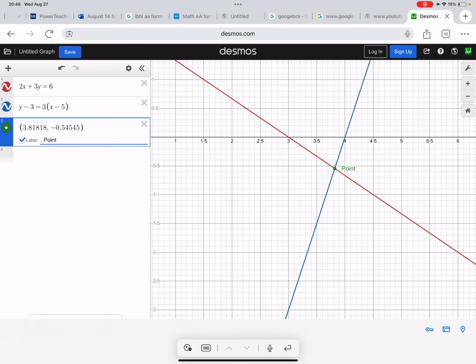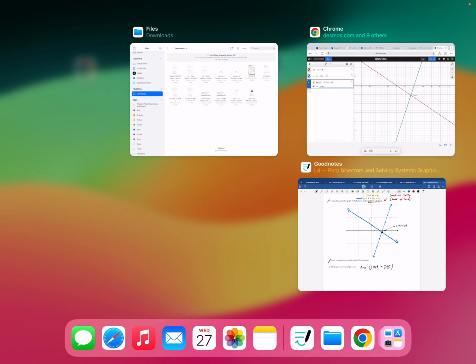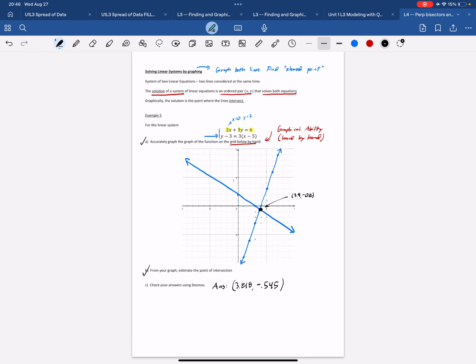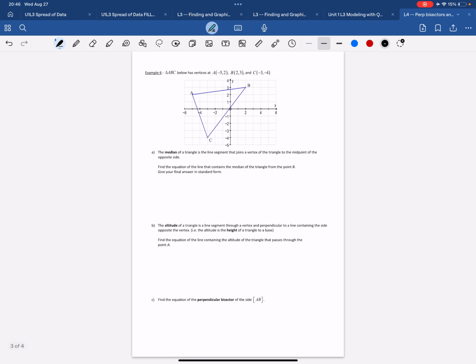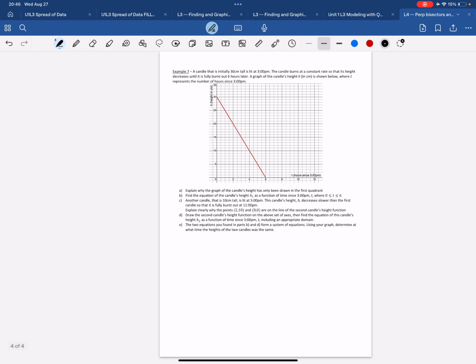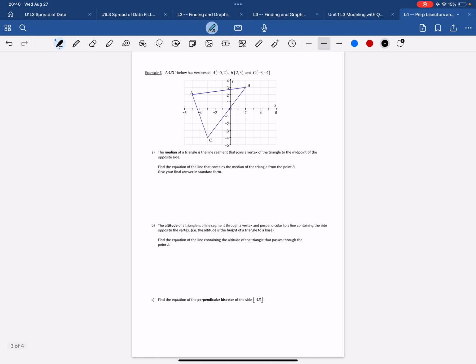So it's pretty cool. Okay, so I'm going to stop that video, let it get uploading, charge my computer a little bit, and then I'll do the next 2 pages where we've got some geometry terms, median and altitude and perpendicular bisector, and then a word problem. And I think we'll use tech for both of these.